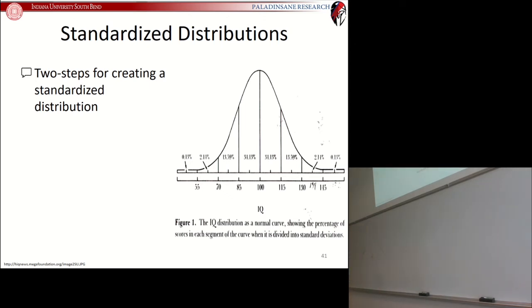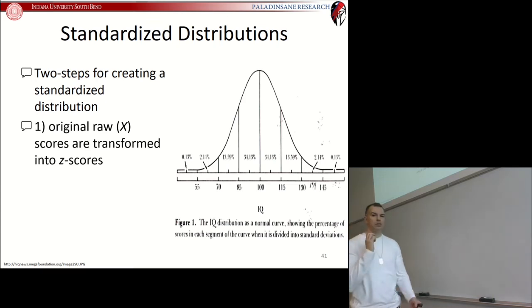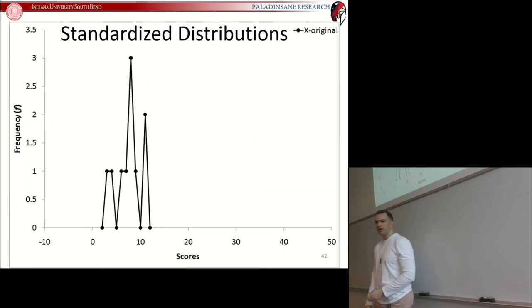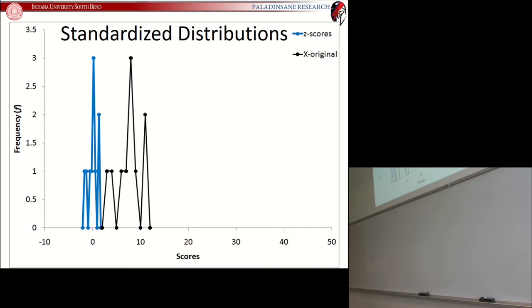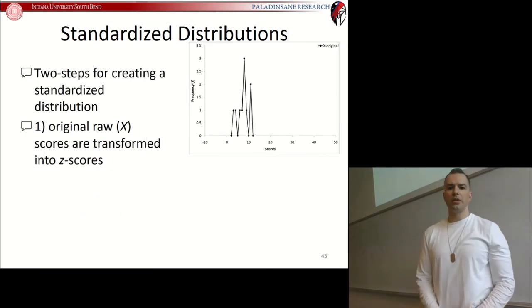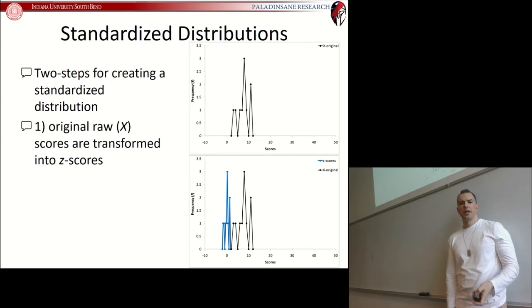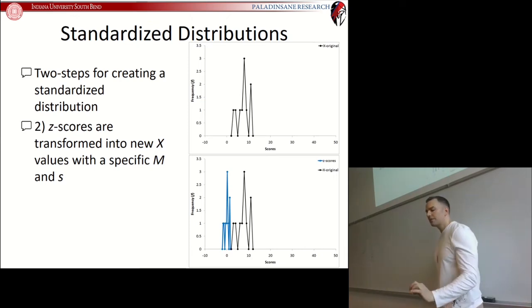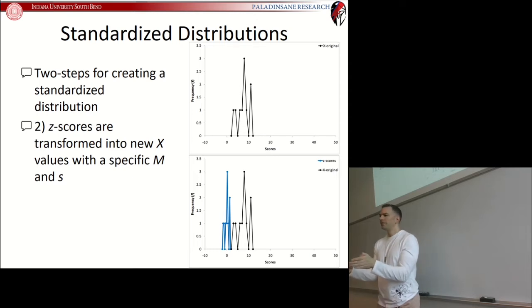So there are two steps for creating a standardized distribution. What you do is you start with the original raw scores and you transform them into z-scores. So that's the first step. If you have your raw scores over here, you transform those into z-scores, and these z-scores now have a mean of 0 and a standard deviation of 1. Once you have those new z-scores, you then take them and transform those z-scores into new standardized scores that have a specific mean, a mean that you've chosen, and a specific standard deviation, a standard deviation that you've also chosen. So that's the key here. It's a new set of scores with a new mean that you wanted and a new standard deviation that you wanted.